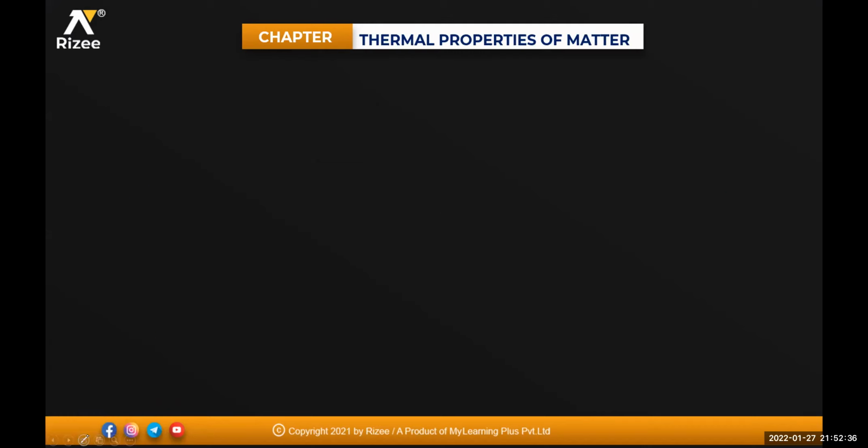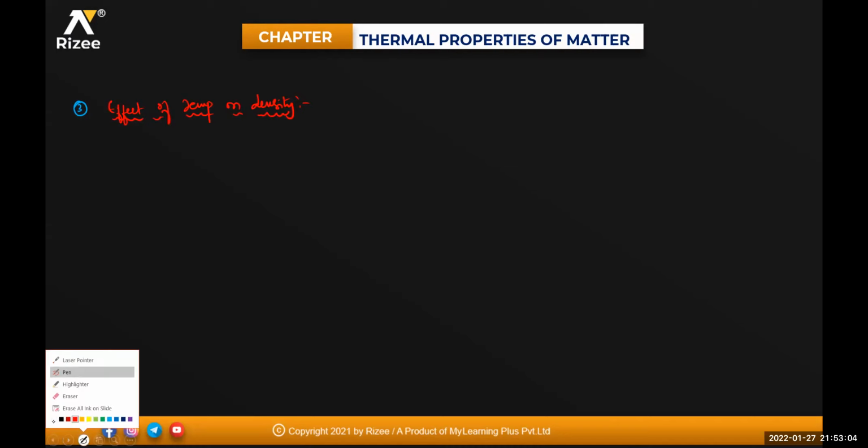Next one. Third point on this: effect of temperature on density. So what is the effect of temperature on density?